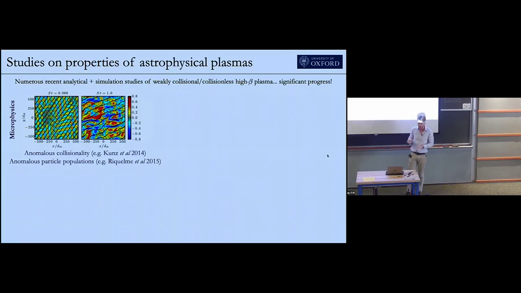So, for example, these were simulations done nearly a decade ago now by Matt Kunz, who was looking at the firehose instability in a shearing plasma. He showed that we got firehose fluctuations developing, and he then confirmed that these fluctuations in a saturated state do give rise to quite a significant anomalous collisionality.